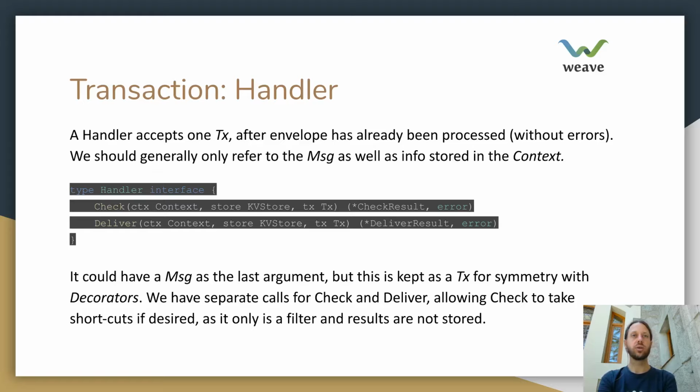It also contains a store, a KV store, which is able to read and write the database, which we get into later, and the transaction itself. It returns a result or an error. So we want to separate those: a result on success or an error on failure.